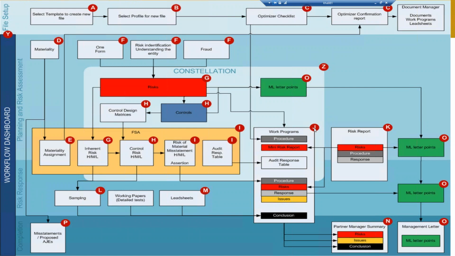The work programs include a mini risk report driven by the risk report, which includes risks, procedure references and responses, a detailed audit response table, procedures relative to risks at the assertions level, and the level of risk itself. Procedure responses, including those that cause issues to be created, are also contained in the work programs. A conclusion is available in each work program that should be considered only after relevant sampling, working papers with detailed tests, and lead sheets have been completed.